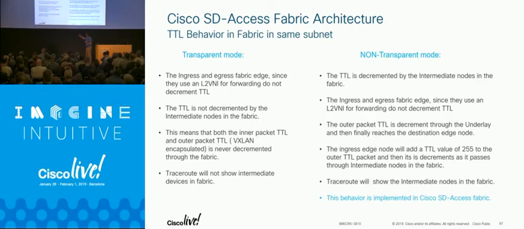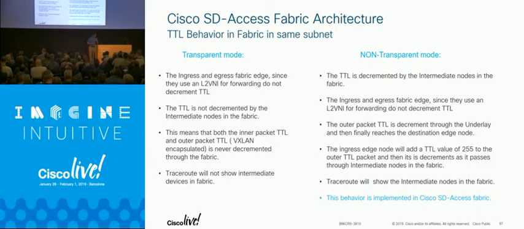One we call transparent mode, the other is non-transparent mode. In transparent mode, the TTL is not decremented at the edge nodes, at the intermediate nodes. The problem with this is, if I don't decrement TTL in my intermediate nodes, my trace route won't work. Okay? Why is this important?